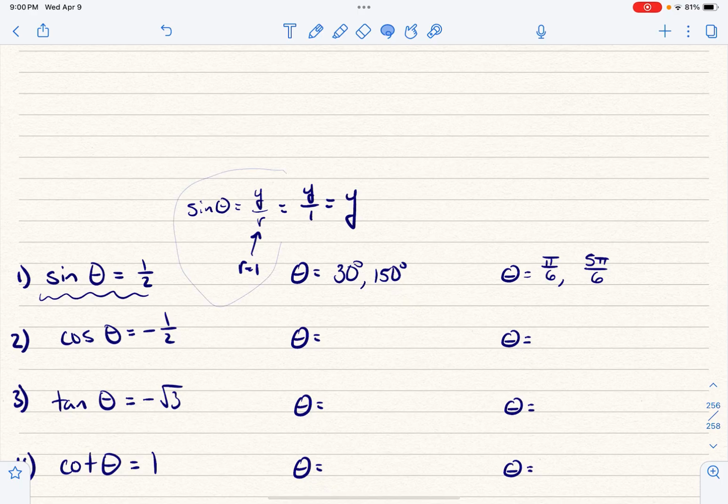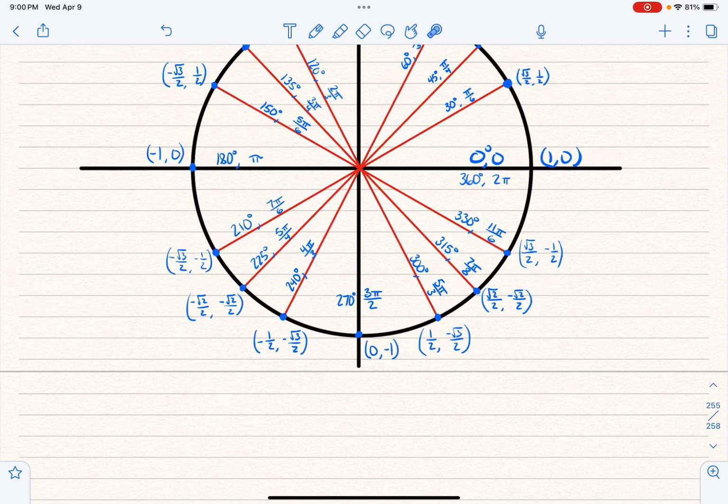Let's get rid of this. Don't need that anymore. Okay, let's look at the next one. Cosine theta is negative 1/2. Cosine is connected to x, so we're looking for any angles where the x coordinate is negative 1/2. So let's look at our unit circle.